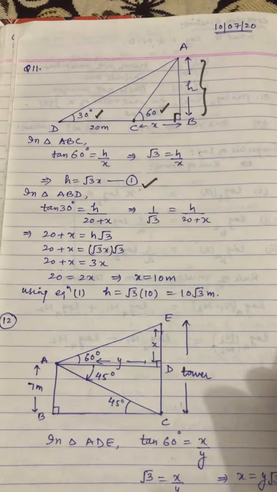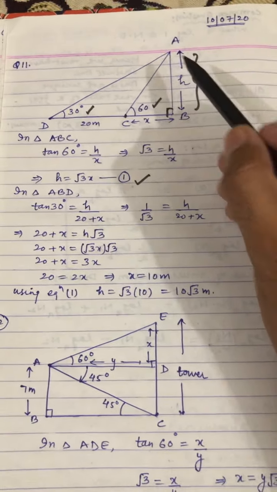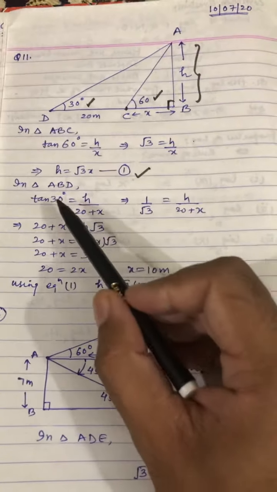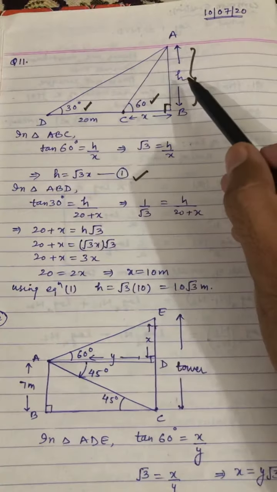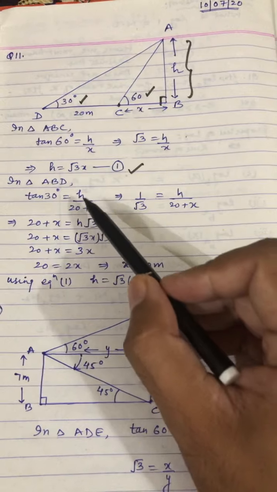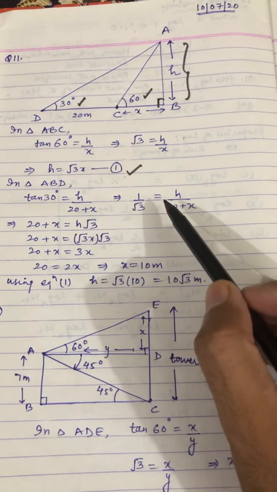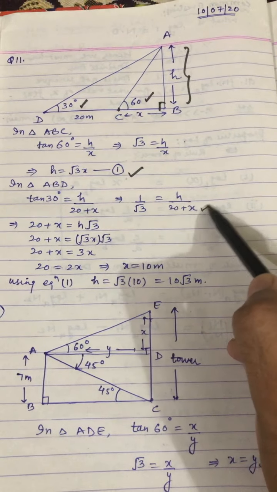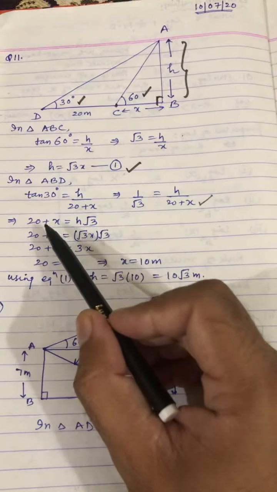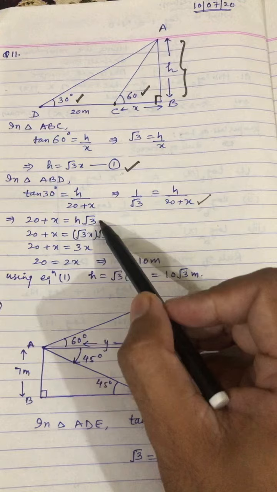Now moving on to the second right angle triangle, which is ABD. Tan 30 will be h upon 20 plus x. Tan 30 is 1 by root 3 equal to h upon 20 plus x. So on cross multiplying, you will get 20 plus x equal to h root 3.